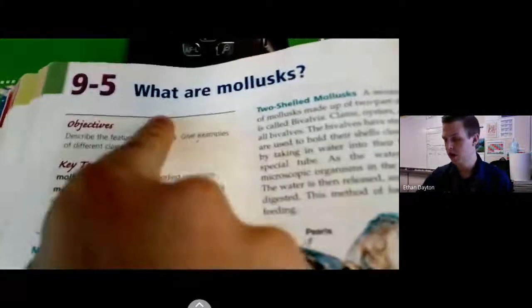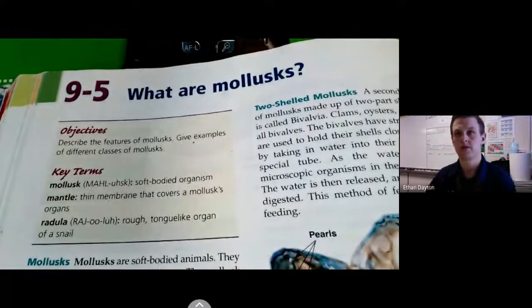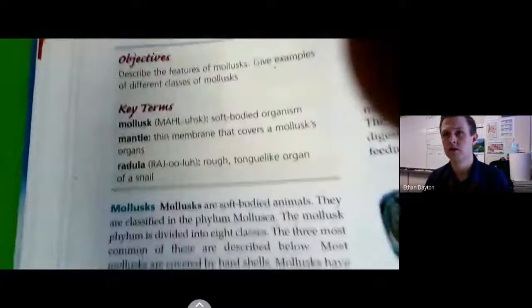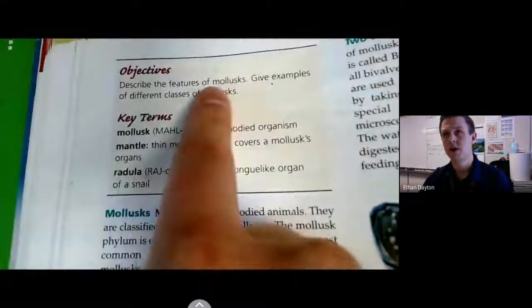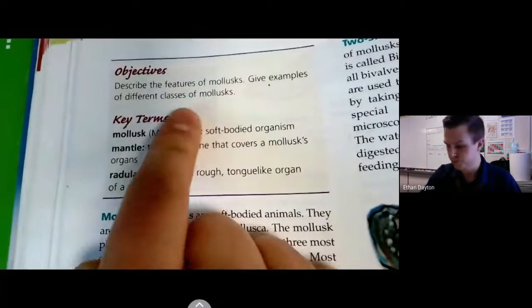The question they're asking is, what are mollusks? Another phylum of animals that we're going to be talking about. Our objectives today are to describe the features of mollusks and give examples of different classes of mollusks.